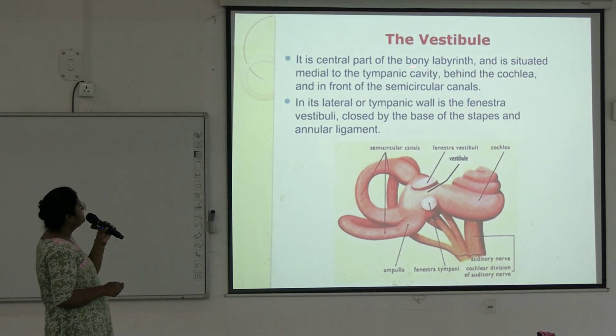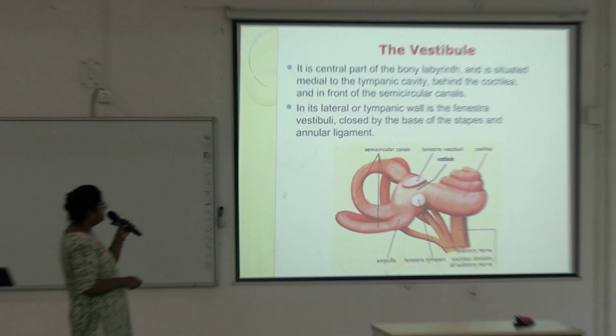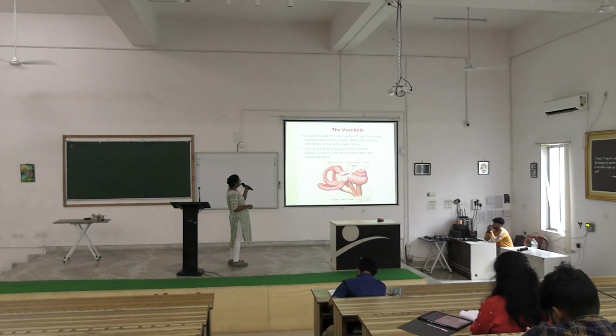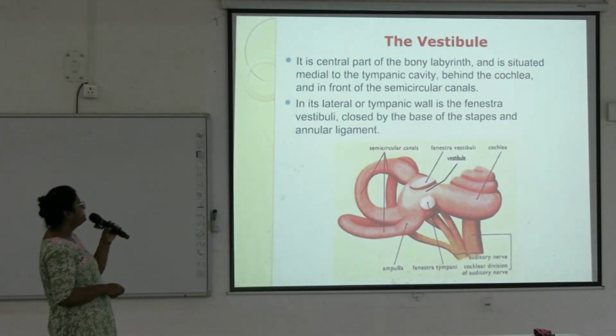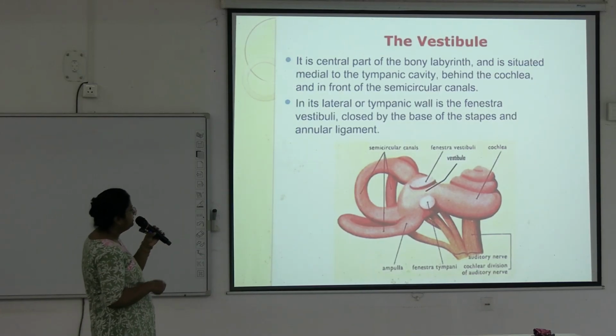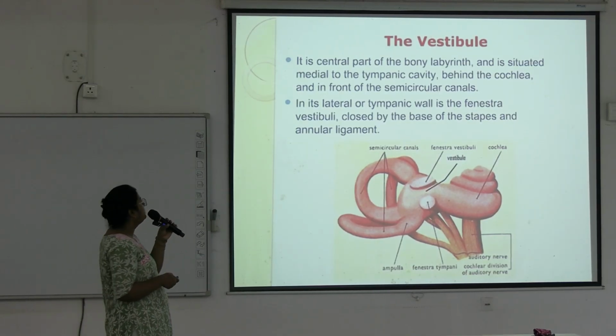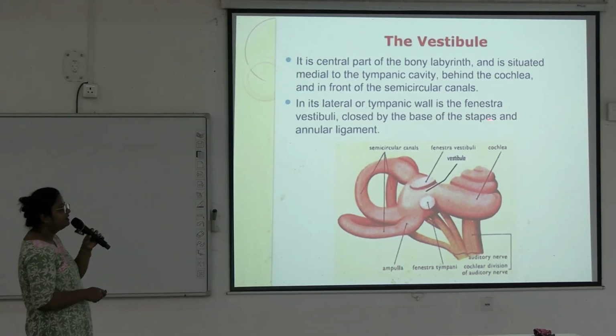Vestibule is the central part of the bony labyrinth and it is situated medial to the tympanic cavity. Here, this part is the vestibule, behind the cochlea. Cochlea lies anteriorly, vestibule in the middle, semicircular canals posteriorly. And this vestibule lies medial to the tympanic cavity, behind the cochlea and in front of the semicircular canals.